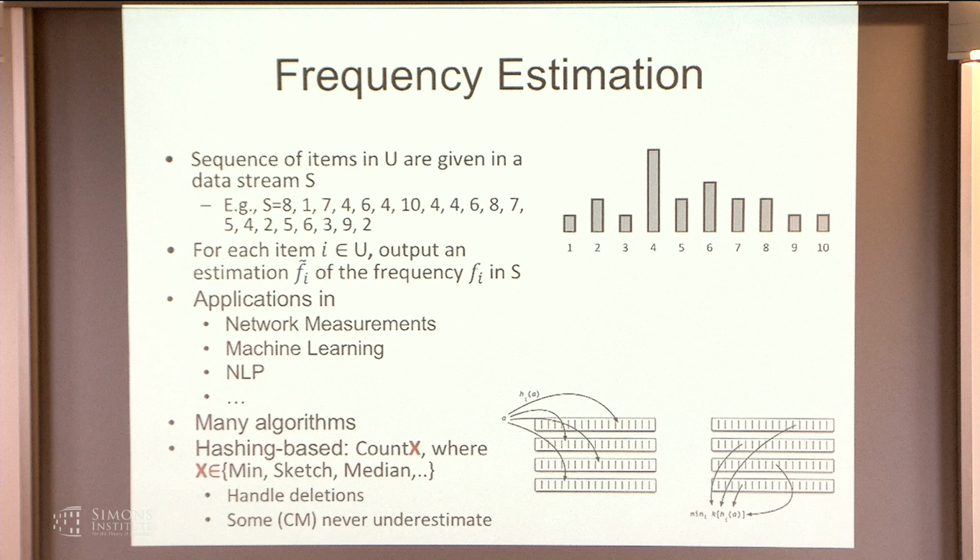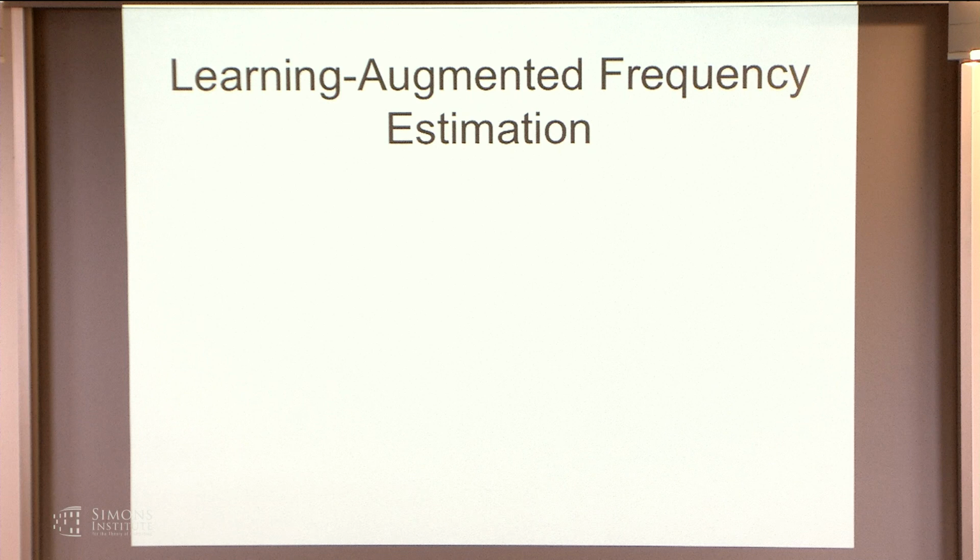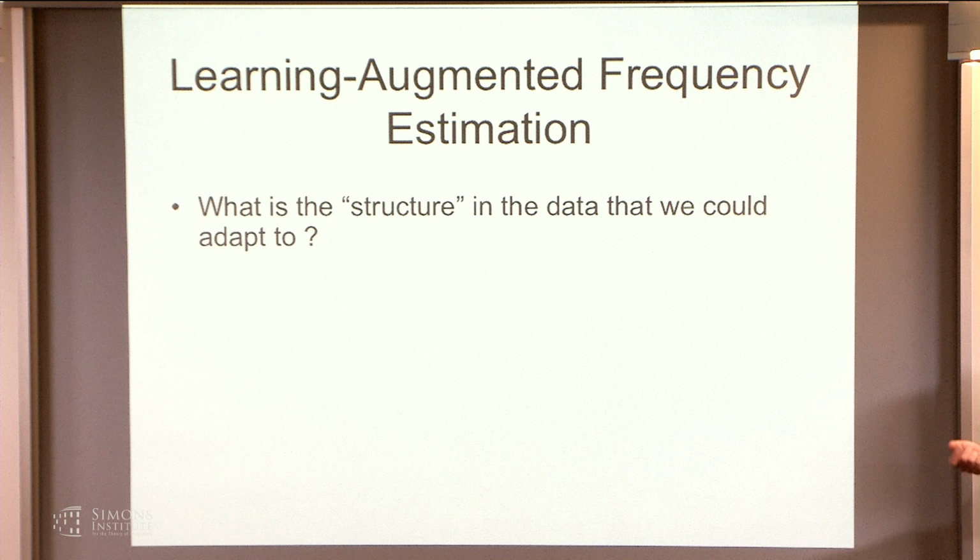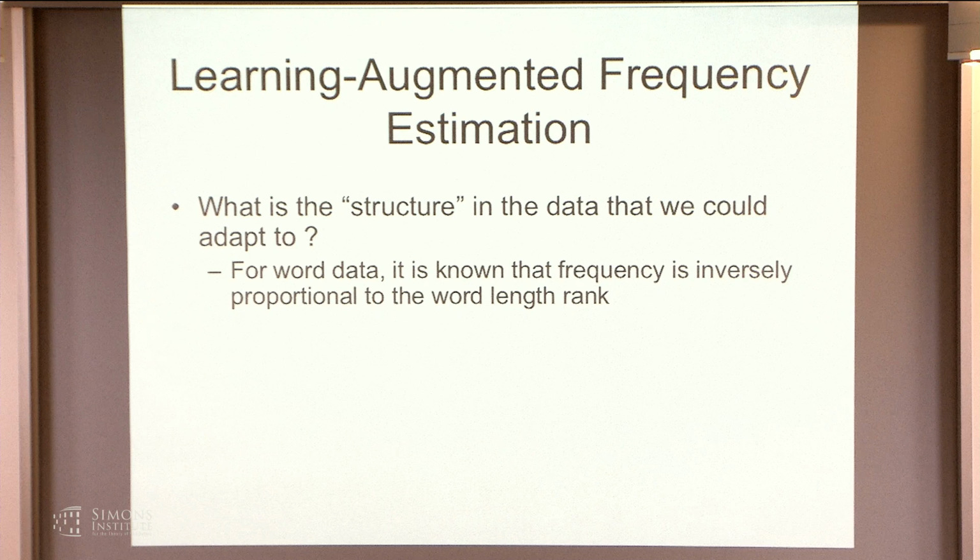So before I describe the algorithm, let's just do a thought experiment. If we hope that machine learning can improve the performance of these algorithms, then it means that a typical data set needs to have some structure that can be exploited, right? If you just have a completely random data set without any structure, then there's nothing to learn. So the question is, do typical data sets have some structure that potentially can be exploited?